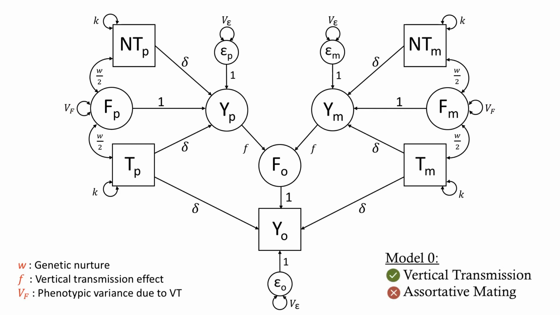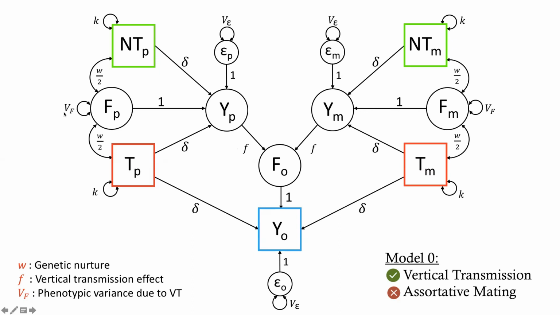So this is what we kind of arbitrarily referred to as model 0 in our paper. And it can account for and estimate vertical transmission, but not assortative mating. But nonetheless, I think it illustrates a lot of the concepts that are common to all of our models. For instance, if we compare the variances and covariances between these 5 observed variables with their algebraic expectations that we get from path tracing, we can estimate all of the parameters shown in the model. So these deltas, these Fs, these Ws, these VFs.